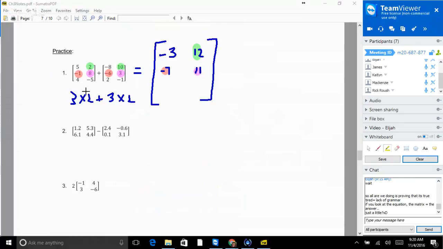Okay, next up we have our third row, first column. So 4 plus 2 is going to give us 6, right? And last up we have our third row, second column. So we have -5 plus -1, which will give us -6. Okay, so for those of you that actually try this at home, is that what you ended up with?